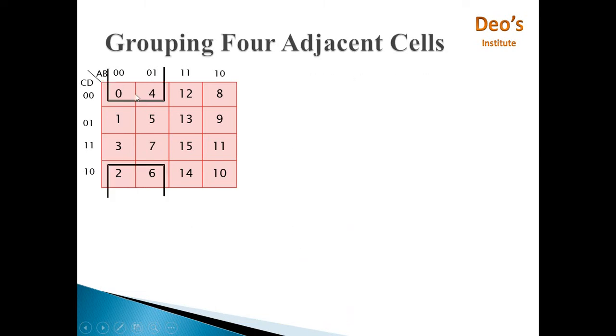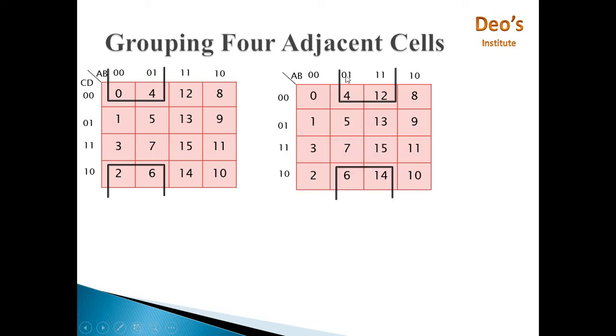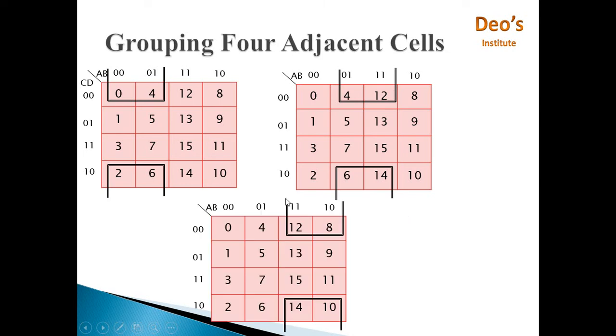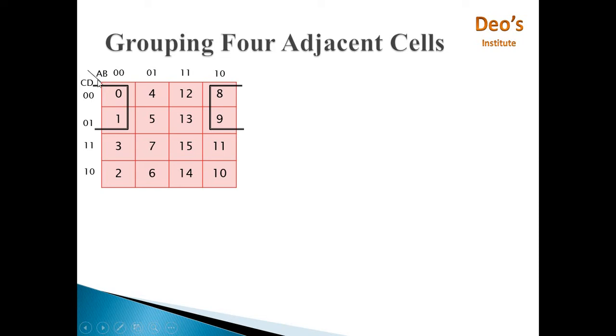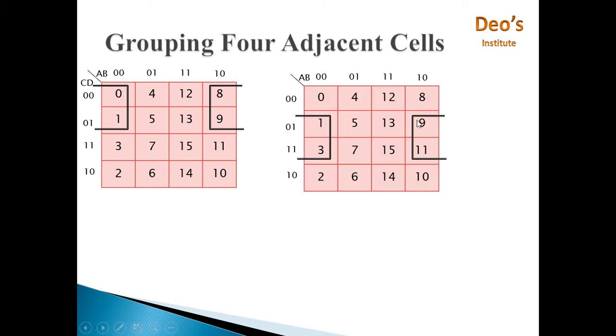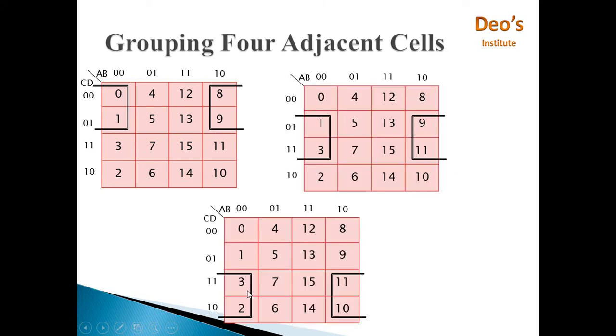As we know that the first row is adjacent to the last row, we can form groups with 2 cells from the first row and 2 from the last row. So 0, 2, 8, 10 style groups: 0 2 0 4, 2 6, 4 12, 6 14, 12 8, 14 10. Similarly, the first column is adjacent to the last column. So 0 1 8 9, 1 3 9 11, and 3 2 11 10.